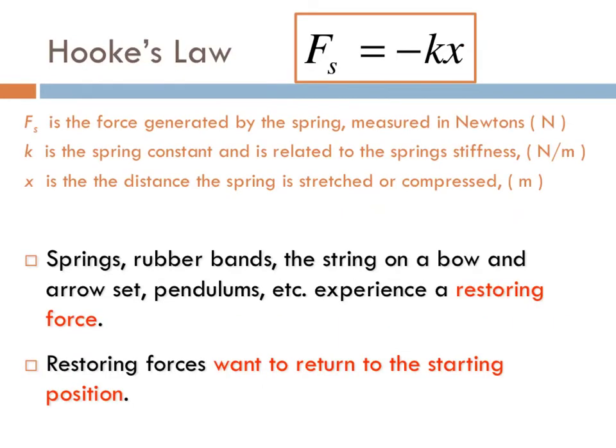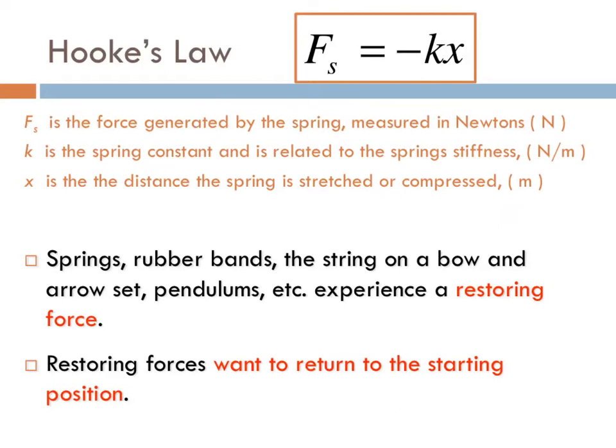Our second potential energy comes from springs, but before we can look at that, we need to look at the force of a spring. So here we're looking at Hooke's law. Hooke's law tells us that the force of a spring is equal to the negative k, which is our spring constant, times x, our displacement.